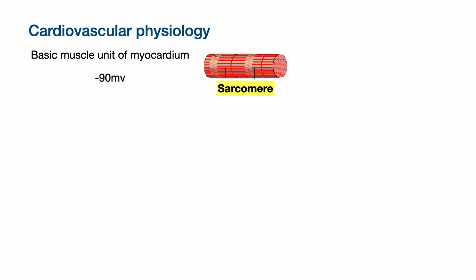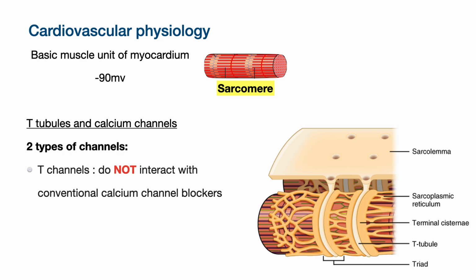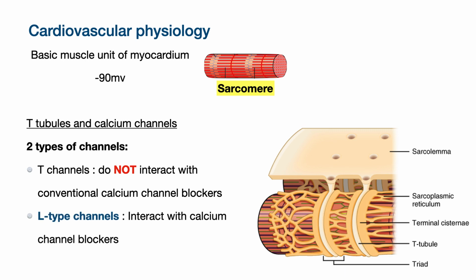Cardiovascular physiology. The basic muscle unit of the myocardium is known as a sarcomere. The normal resting cell membrane potential of a cardiac myocyte is minus 90 millivolts. T-tubules and calcium channels. These are tubular networks formed by the invagination of the sarcolemma of the myocyte. Sarcolemmal calcium channels are located on the T-tubules. There are two main types of channels: the T channels that do not interact with conventional calcium channel blockers and the L-type channels which interact with calcium channel blockers.